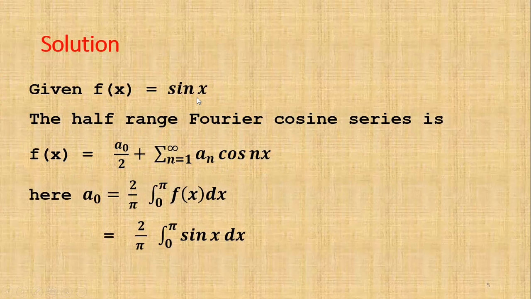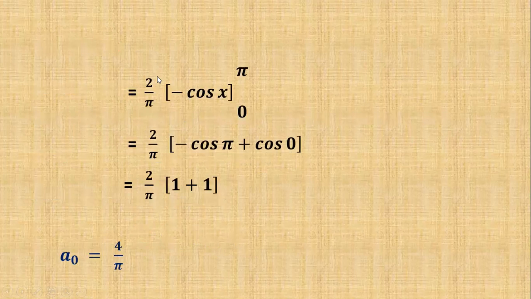Here f of x is equal to sin x. Therefore, 2 by pi into integral 0 to pi sin x dx. So the integration of sin x is equal to minus cos x. We know that. Therefore, 2 by pi into minus cos x within the limits 0 to pi. Now here, 2 by pi into upper limit minus lower limit.